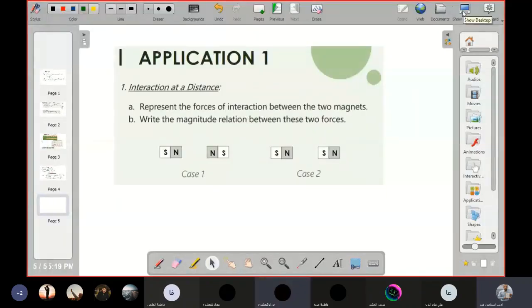Represent the forces of interaction between the two magnets. Okay. Here in case 1, Israa, do we have attraction or repulsion? Like poles are facing each other. Is there attraction or repulsion? I mean N and N are facing each other. So in case 1, Israa, do the magnets pull each other or push each other away? They push each other away, because like poles are facing each other, so we have repulsion.